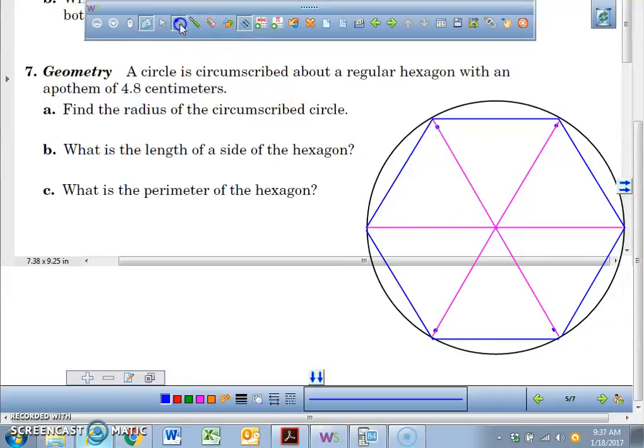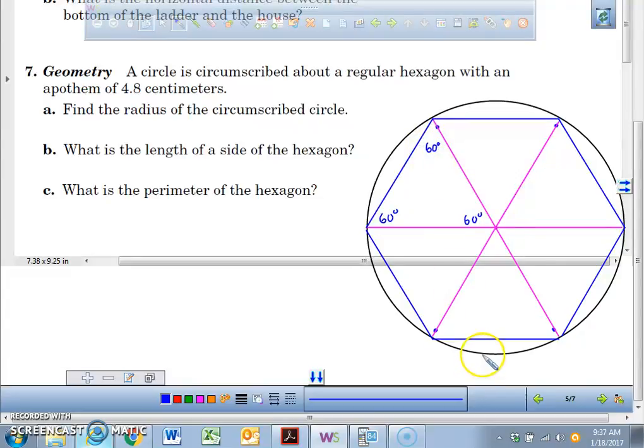Now, what's special about an equilateral triangle? All the sides are equal and all the angles are equal. So if you guys wanted to, you could put, hey, this is going to be 60 degrees right here. This will be 60 degrees, and this right here will be 60 degrees. Now, when it says a circle is circumscribed about a regular hexagon, that means a circle is going around the hexagon. So we have drawn a picture that represents the problem.